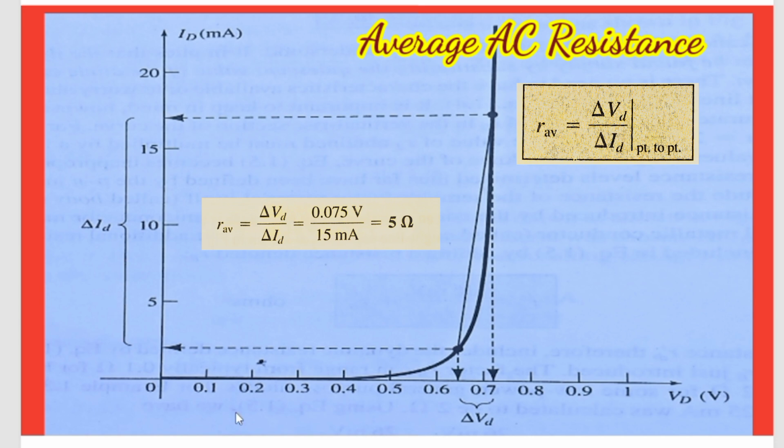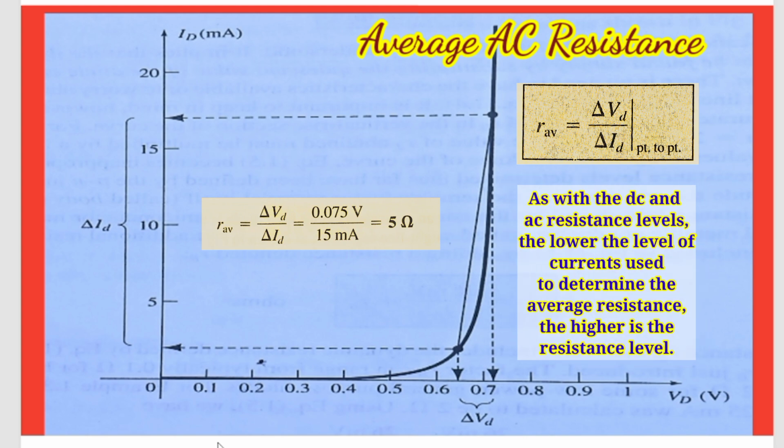For example, from this figure we will calculate R average equals delta VD upon delta ID equals 0.075 volt upon 15 milliampere. So R average equals 5 ohm. Remember, as with the DC and AC resistance levels, the lower the level of currents used to determine the average resistance, the higher is the resistance level.